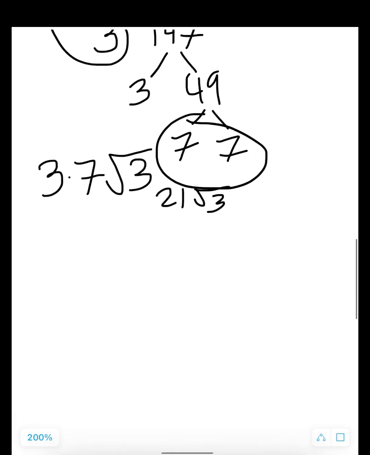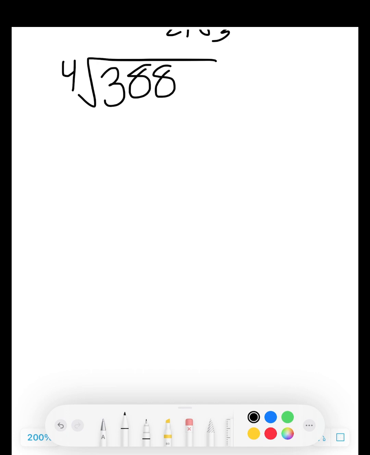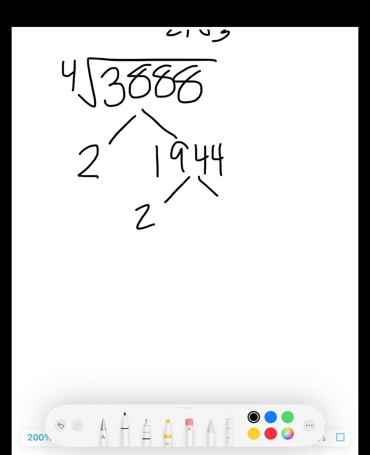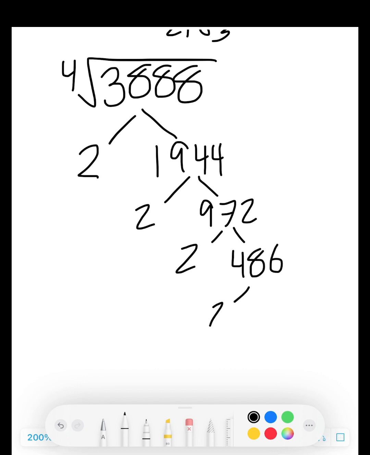I also need to simplify my other one. So it was the fourth root of 3,888. I'm again going to look for prime numbers that go into 3,888. Clearly there's a 2 because it's an even number. That gives me 1,944. Again, another 2, and we get 972. Again, another 2, and we get 486. Another 2 and 243. This time we are out of 2's, so we go to a 3 and an 81.